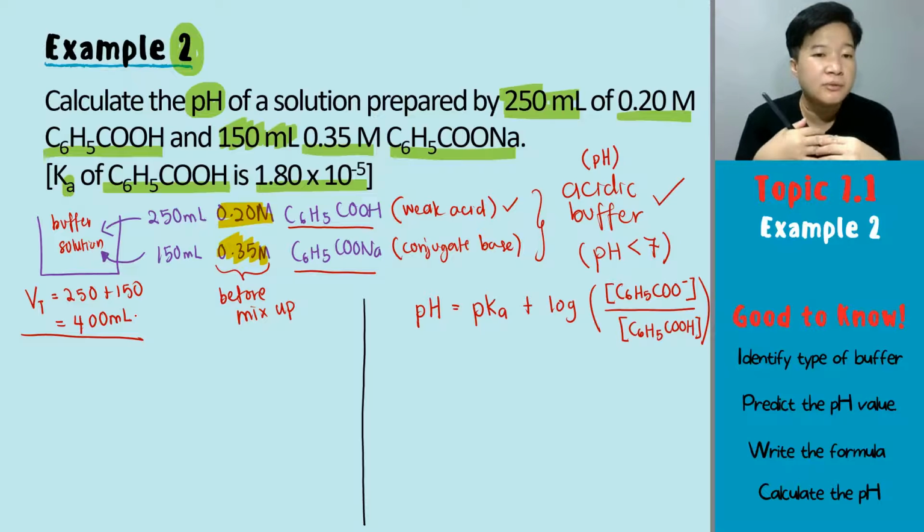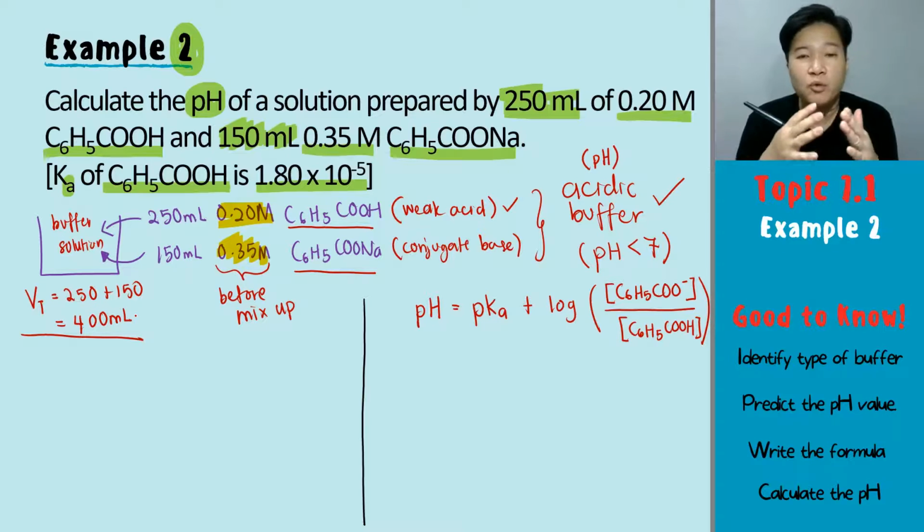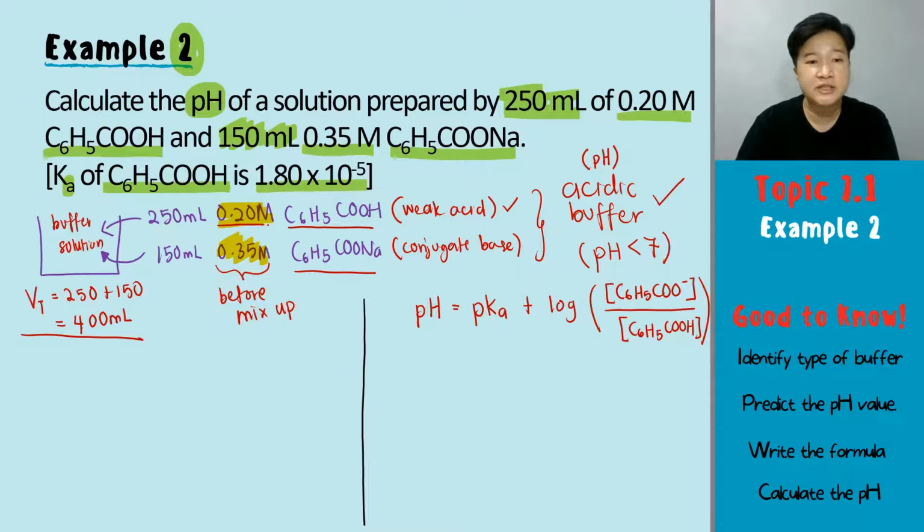So the new buffer solution that you obtain is a 400 milliliter solution. And when it's a 400 milliliter solution, guys, will the concentration remain the same? No, the concentration will change, okay? Bear that in mind, the concentration that they give to you is the concentration before you form the buffer solution. So right now, we need to calculate the concentration of the weak acid and the conjugate base after the mixing up. In other words, we need to find the concentration of your weak acid and your conjugate base in the buffer solution, after they mix up. Agree?